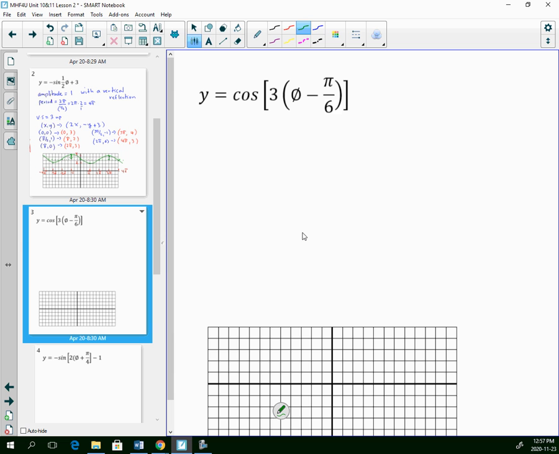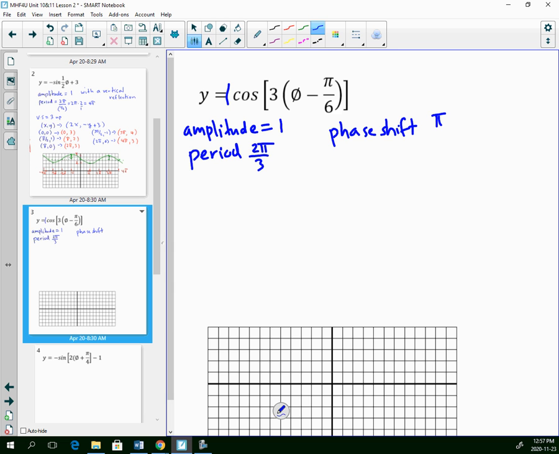So this has an amplitude of 1, right? There's a 1 at the front here that is not written. The period is compressed by 3, right? So it's 2 pi over 3. And this one has a phase shift. That is inside the bracket. It's pi over 6. And then you need to indicate whether it's right or left. This one is right. And then there's no vertical shift.